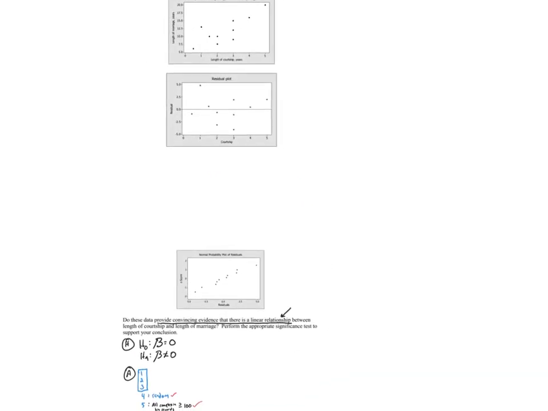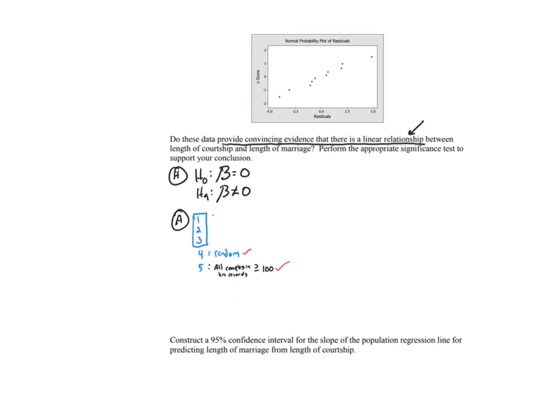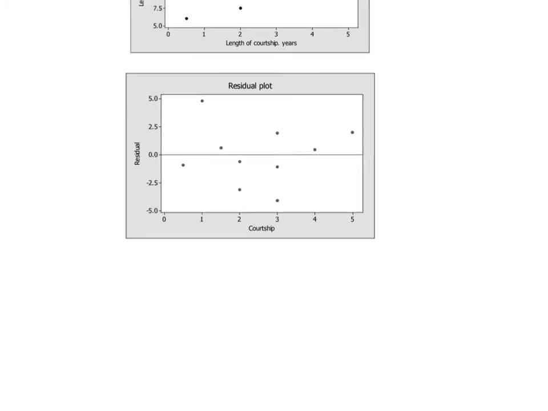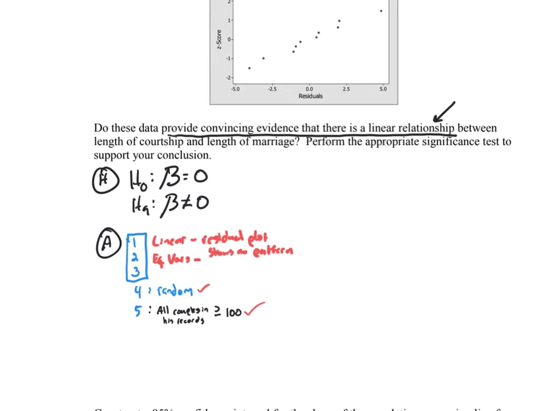Well, residual plot, no pattern. So linear, residual plot shows no pattern. Good. Equal variance. Again, equally spread throughout.